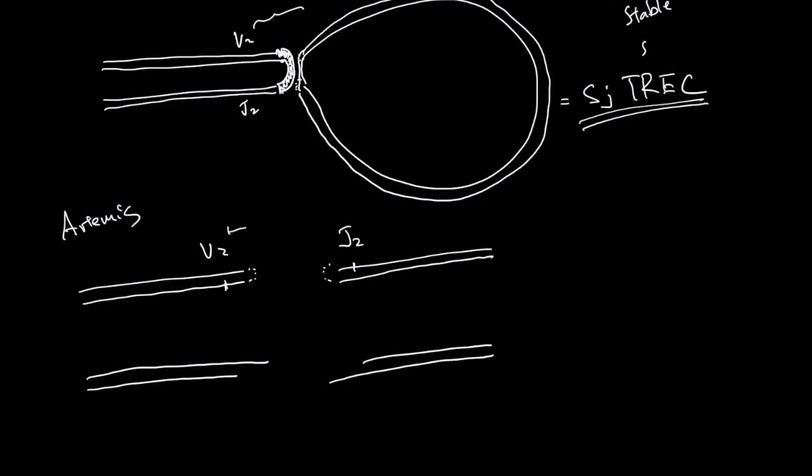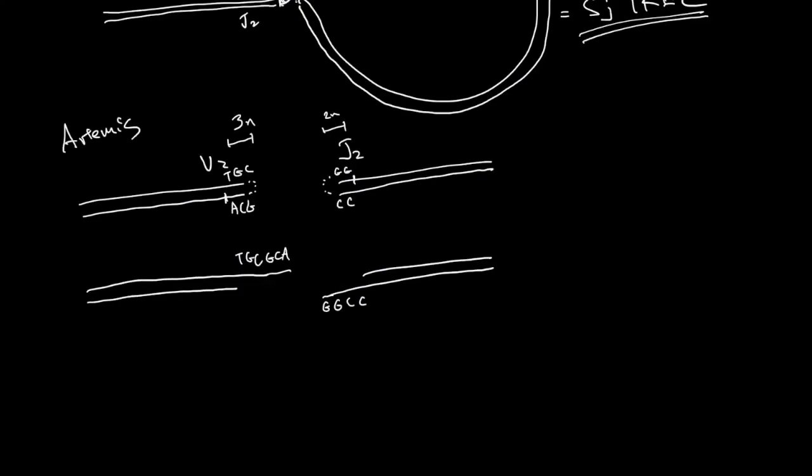If the Artemis missed the covalent bond by 3 nucleotides, and if this part is A, C, and G, then the pair would be T, G, and C. Then this longer strand would be T, G, C, G, C, A. And if the Artemis missed this side by 2 nucleotides, and if this was CC, then the pairing would be GG. Then when the Artemis cut opens, the sequence here would be CC, GG. Now the Artemis opened that temporary covalent bond.